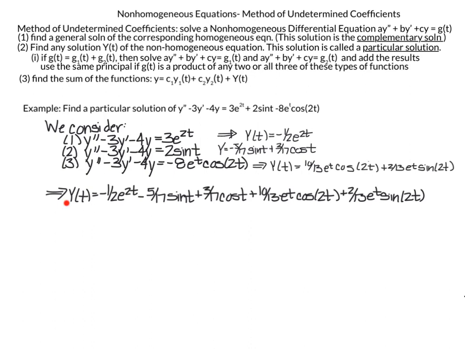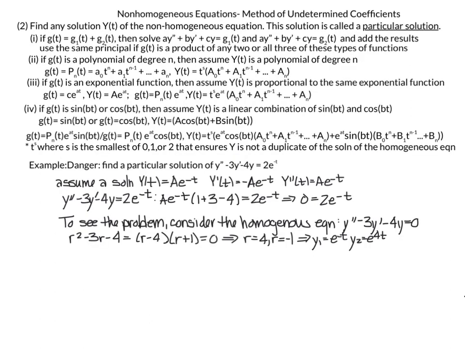non-homogeneous differential equation, our particular solution is equal to y1, which is minus 1/2 e to the 2t, plus y2, which is minus 5/17 sine of t plus 3/17 cosine of t, plus y3, which is 10/13 e to the t cosine 2t plus 2/13 e to the t sine of 2t. So this looks like a very long example to do, but if you break it up into pieces, each part is quite manageable.